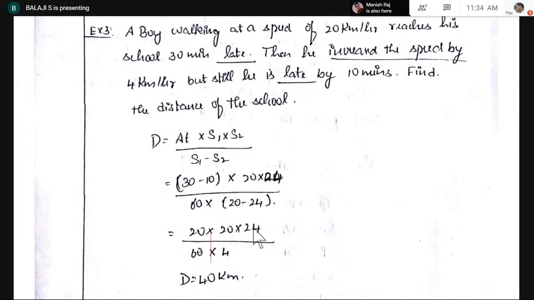We are getting 40 kilometers. Don't worry about this 20 minus 24 equal to minus 4 and all, because we are dealing with only three parameters: one is speed, another is time, and another one is distance. No one will say I have traveled minus 10 kilometers, or my time is minus 10 o'clock, or my speed is minus 10 kilometers per hour. If you get minus in your answer, just neglect the minus and put only the value which you have obtained. Okay, is it clear?